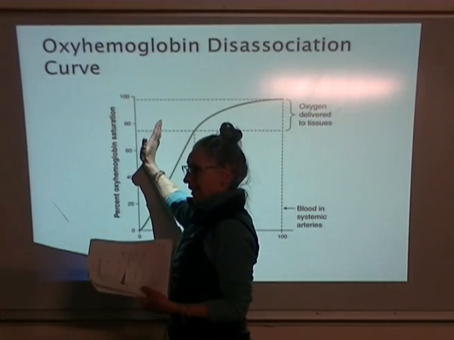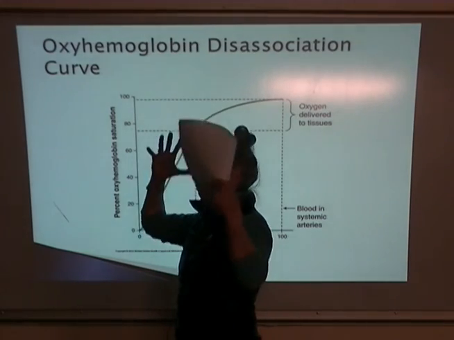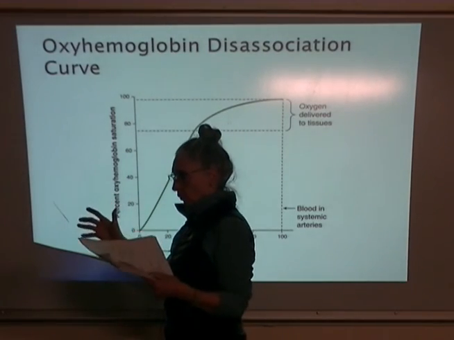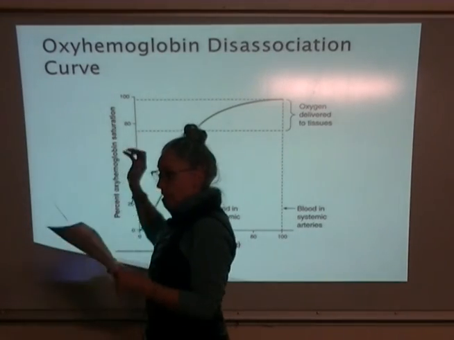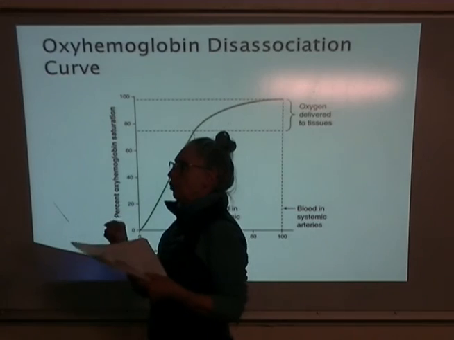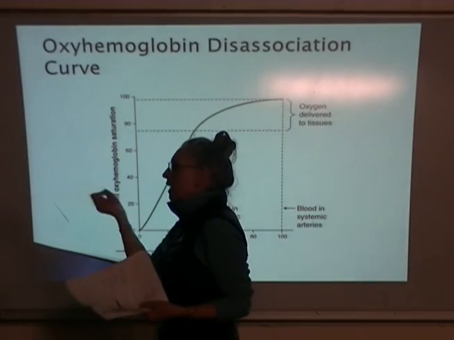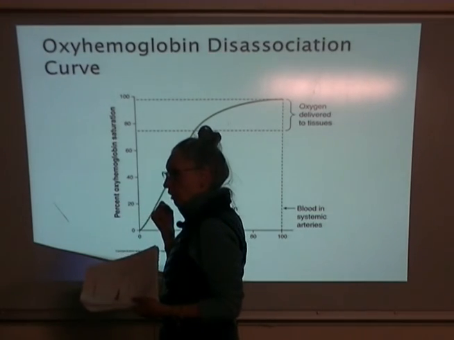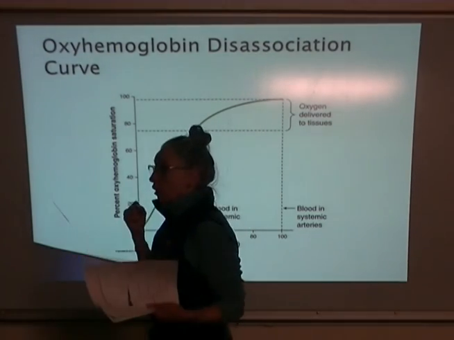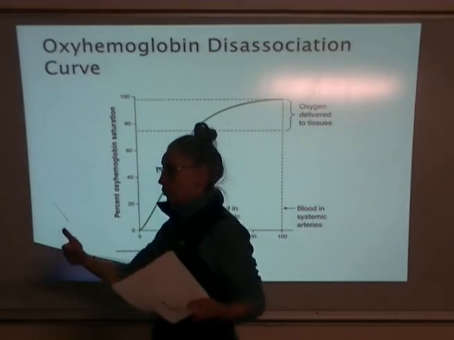And again, don't worry too much about trying to understand the curve, but the concept is important. Because when it goes to the left, that means that it increases the affinity of the hemoglobin for the oxygen. That means the hemoglobin is going to hang on tightly to that oxygen, and it's going to be much harder to move that oxygen off the hemoglobin into the muscle tissue.